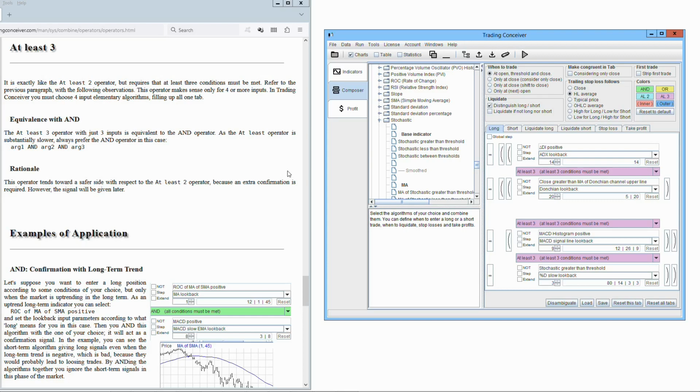The proprietary at-least-3 operator is exactly like the at-least-2 operator, but requires that at least 3 conditions must be met. Refer to the previous paragraph with the following observations. This operator makes sense only for 4 or more inputs. In Trading Conceiver you must choose 4 input elementary algorithms, filling up all one tab.